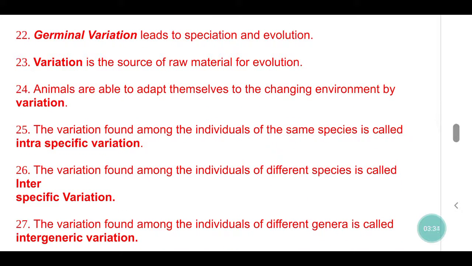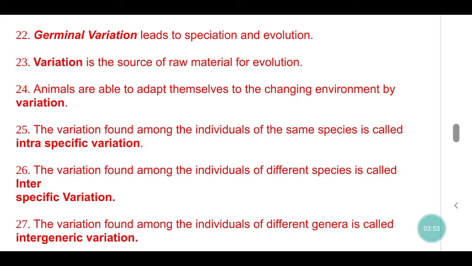Germinal variation leads to speciation and evolution. Variation is the source of raw material for evolution. Animals are able to adapt themselves to the changing environment by variation.